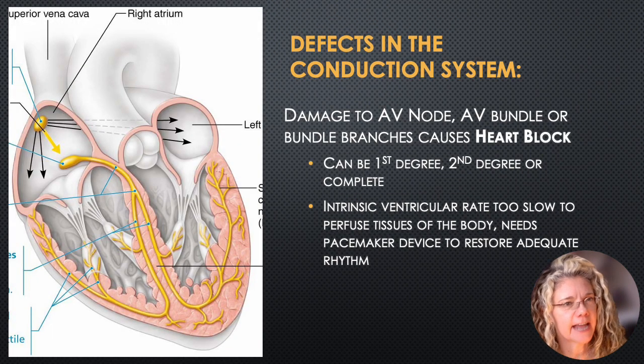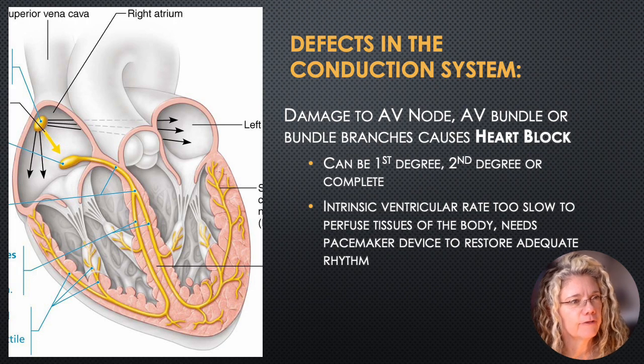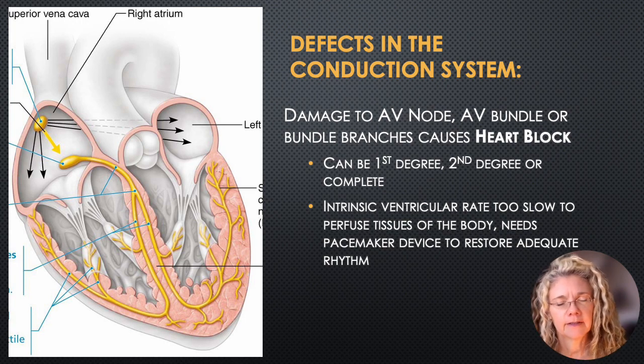When we have damage to that atrioventricular node, or to the AV bundle, or to one or both of the bundle branches, then we get what we call heart block. Now, heart block can be first degree, second degree, or complete, and you don't need to worry about those differentiations right now. If you go into cardiology, you'll learn more.